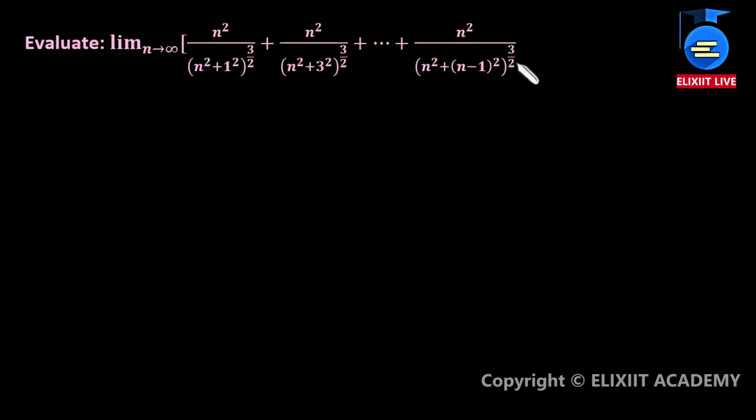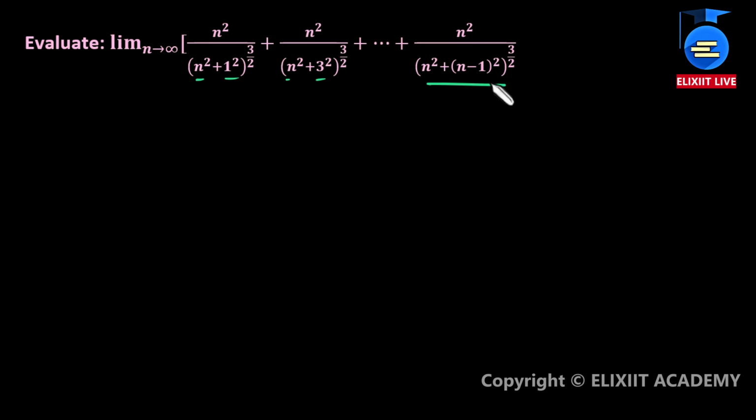Now the numerator is very simple. We have n square in the numerator. But in the denominator, we have to adjust this a bit. Here we have n square plus 1 square. Next is n square plus 3 square. Okay, all odd terms are there, which means the next term will be n square plus 5 square. But this is going up to n square plus (n minus 1) whole square.